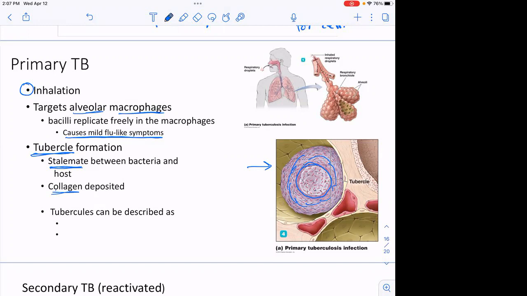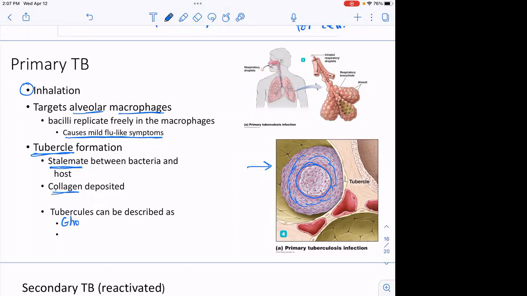And again, this is kind of a stalemate. So our immune system is not winning and the bacteria is not winning. We kind of form a truce. Okay, contained but not conquered. All right, and there are other ways that we sometimes describe those tubercles.